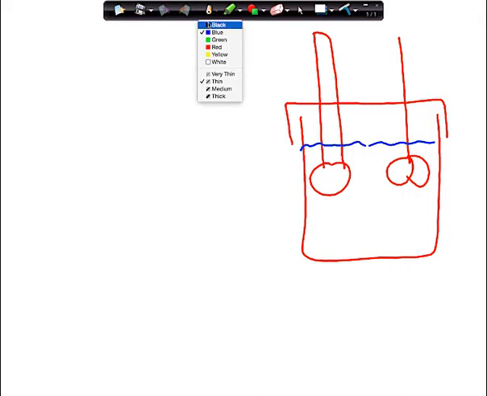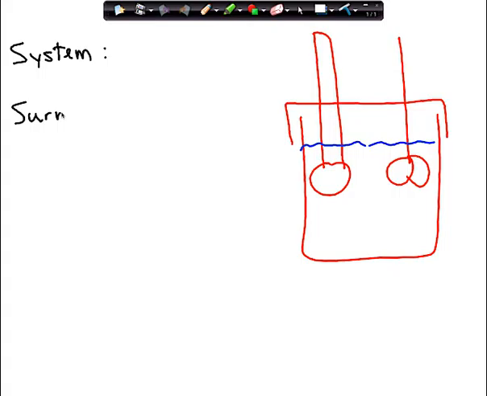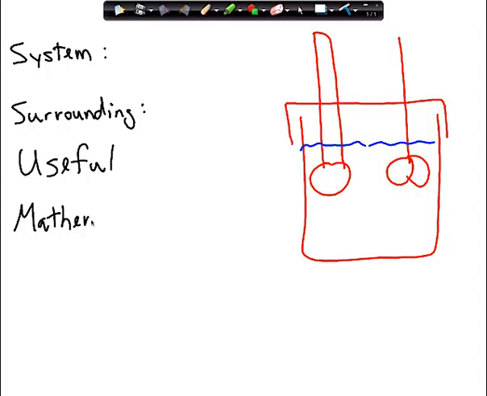So, guys, with this, there are some questions that you need to be able to think through. I'm just going to lay them out here, and then we're going to talk about them one at a time. First of all, we need to understand what our system is and what our surroundings are. Then, once we've defined them, we need to talk about what these are useful for, and then we need to understand the mathematics behind it. So, in order to really wrap your head around coffee cup calorimetry, these are the things we need to talk about. In a coffee cup calorimeter, what is your system? What is your surroundings? What are these things good for? And how does the math work?